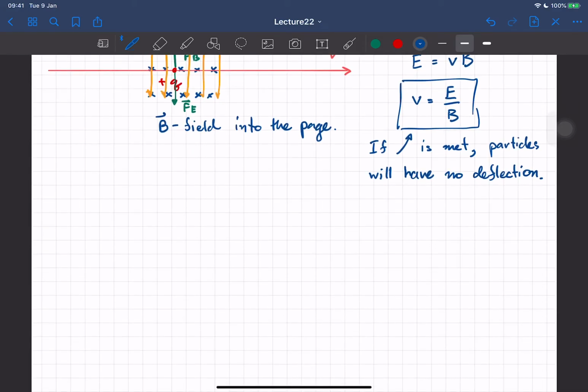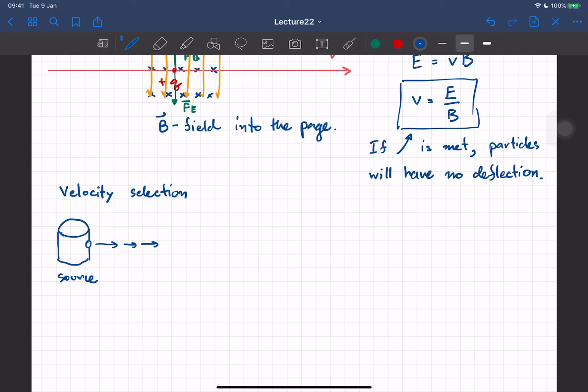So how exactly do people apply this? It's called a velocity selector. Let's say you have the source of particles, maybe a hot oven with some opening. The particles coming out will have a variety of velocities. Some will be slow, some will be fast. But you want to filter such that only the velocity that you want enters the experiment.